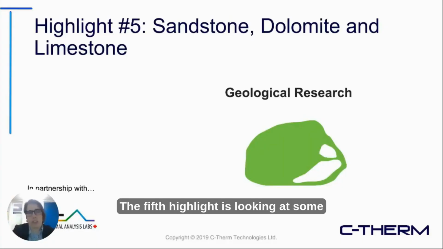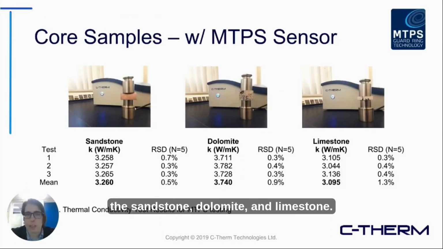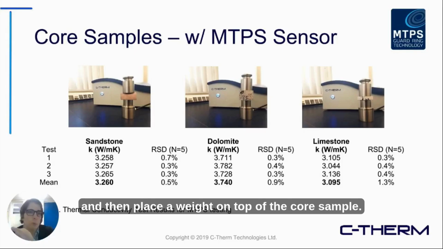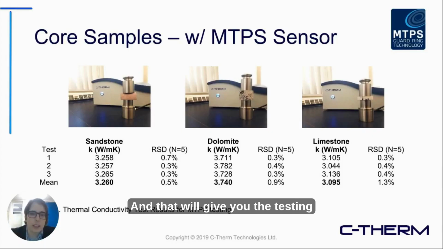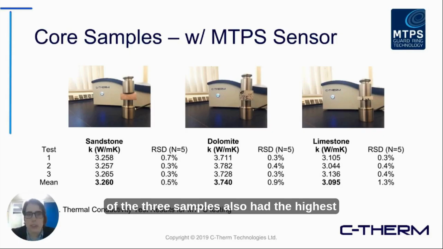The fifth highlight is looking at some work we did in our application lab, looking specifically at geological research samples: sandstone, dolomite, and limestone. You can see on this slide the test setup for testing these kinds of materials. It really is quite straightforward. You place the core sample on top of the sensor and then place a weight on top of the core sample. That gives you the testing setup for MTPS testing of these materials. You can identify that the higher porosity material, the limestone, has the lowest thermal conductivity, which is as you would expect for that kind of trend. And the most consolidated of the three samples also had the highest thermal conductivity. Again, this is exactly as you would expect.